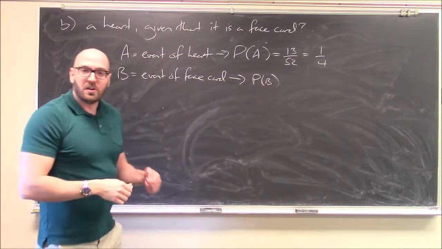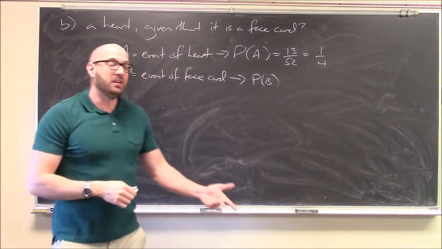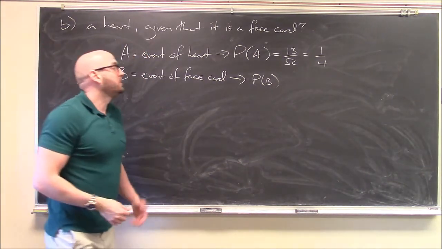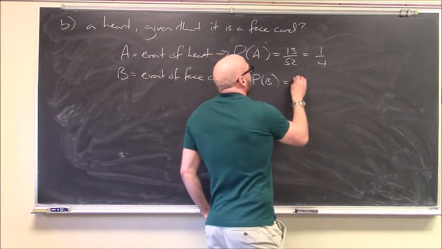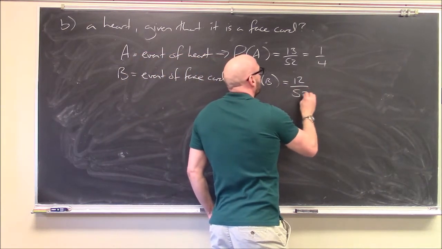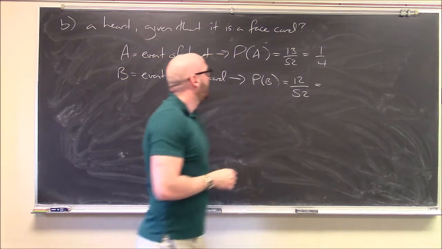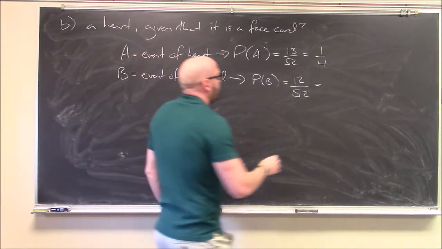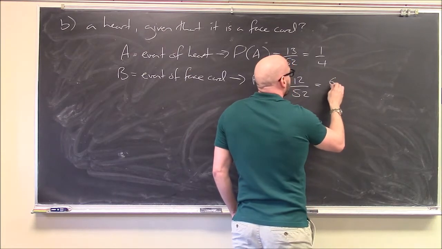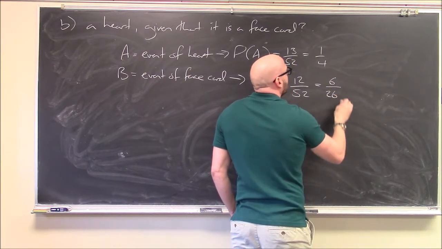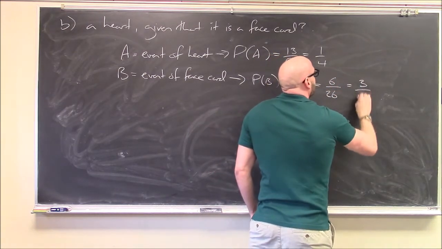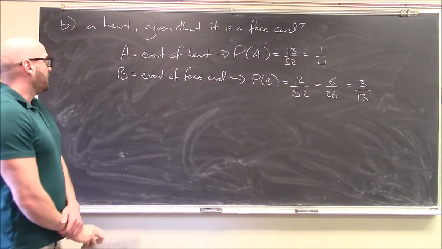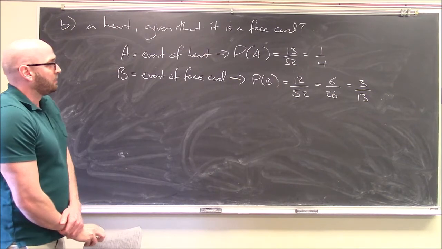So remember, face cards, these are jacks, queens, and kings. There's 4 jacks, 4 queens, 4 kings, so 12 total face cards in the deck. So this is 12 over 52, which simplifies, it's divided top and bottom by 2 at least. This is 6 over 26, or 3 over 13. Okay, so the event of drawing a face card is 3 over 13.